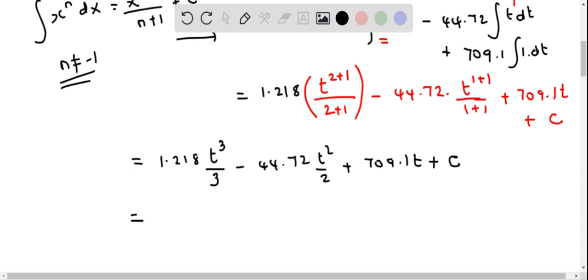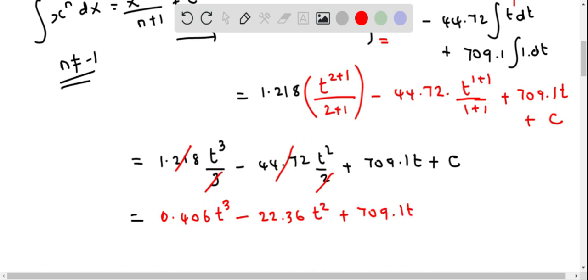So we can further simplify this as well. That is, we can reduce these fractions by cancelling out these terms. So when I cancel it like this, it will be 0.406 t cube, and similarly I can divide 44.72 by 2, and it comes out to be 22.36 t squared, plus this term remains the same, 709.1 t, plus the constant of integration. So basically this represents m of t, but we are not yet done. We have to determine the value of c.